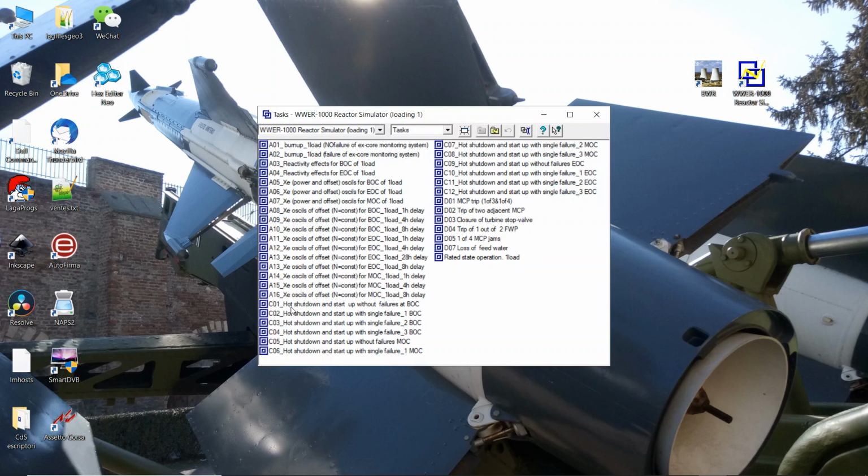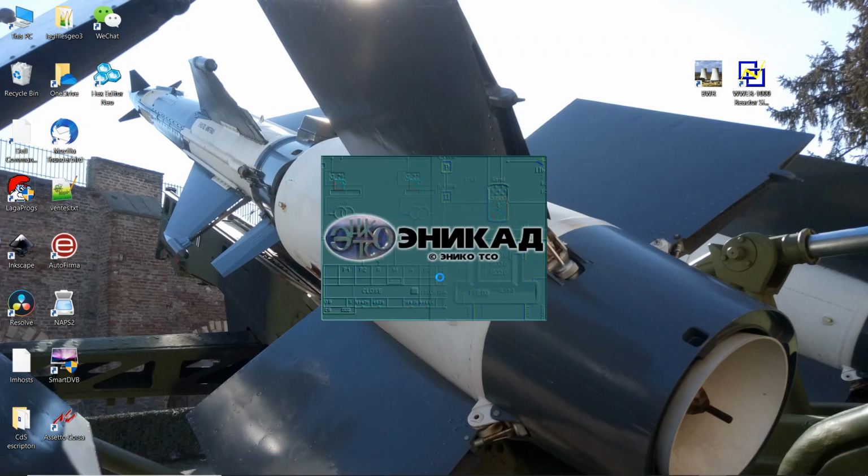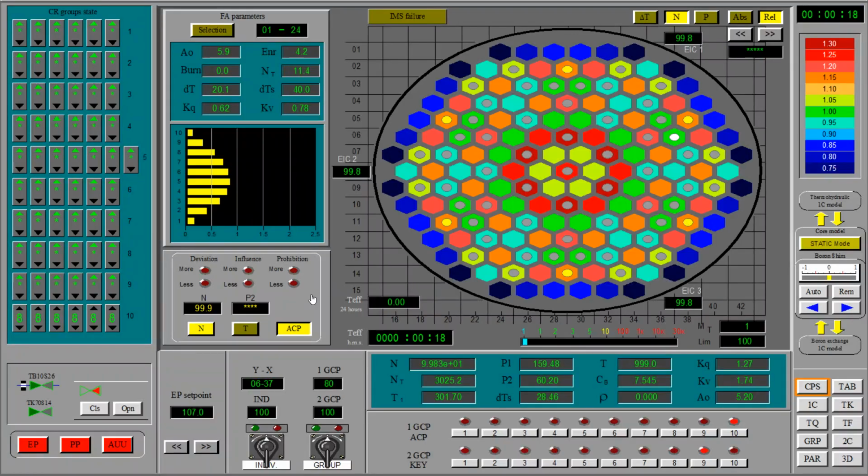Let's open the simulation, hot shutdown and start up without failures at beginning of cycle. Okay, this is the control panel. Doing simulations for this video, I realized something. First of all, I looked at the reactivity increase in a normal withdrawal sequence. Starting from group 1 to group 10, I watched what the reactivity increase was in each group withdrawal, and I realized that some groups have a higher effect on reactivity increase than others, and these groups are number 3, number 4, and higher than these previous two, number 6. All the other groups have a much smaller impact on reactivity.